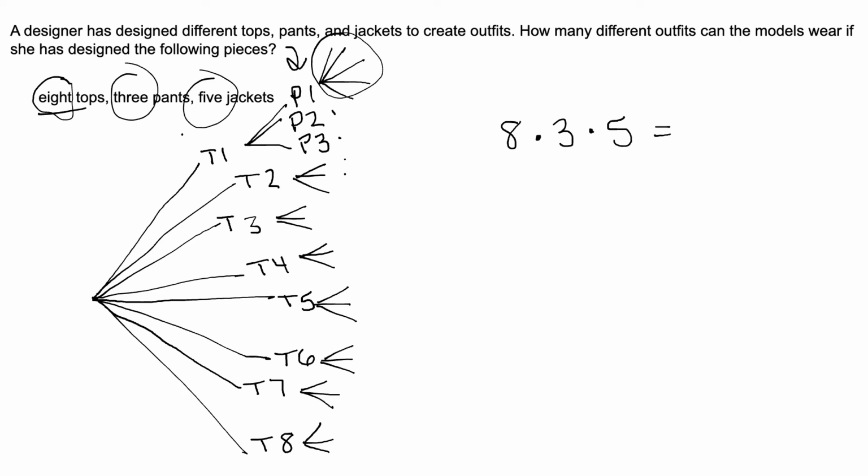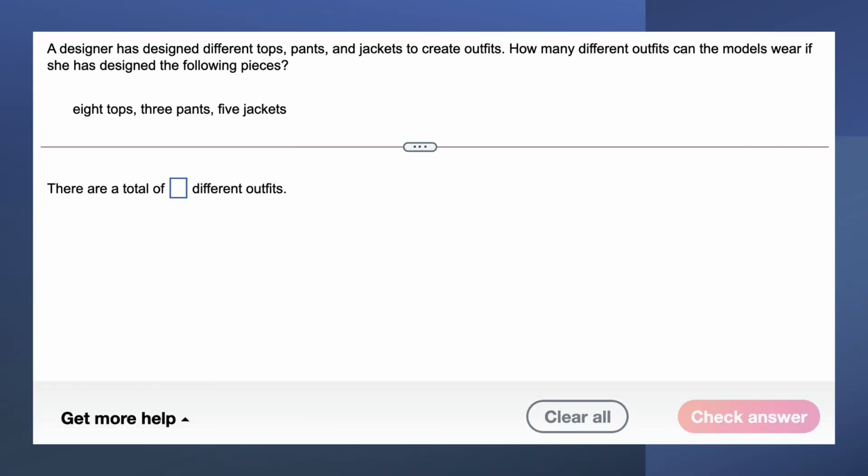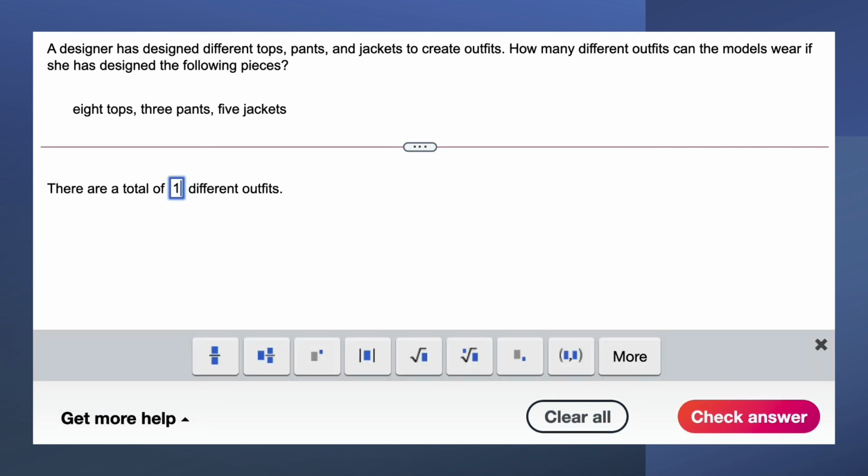So 8 times 3 times 5 is 120. So that means that I can make 120 different outfits with 8 tops, 3 pants, and 5 jackets. The answer is 120 different outfits. In my math lab, select the answer box and type in 120.